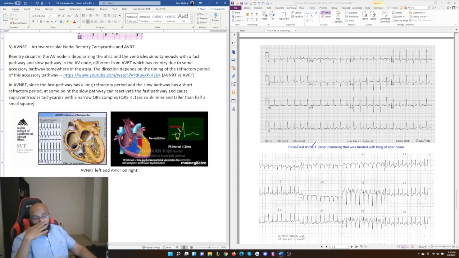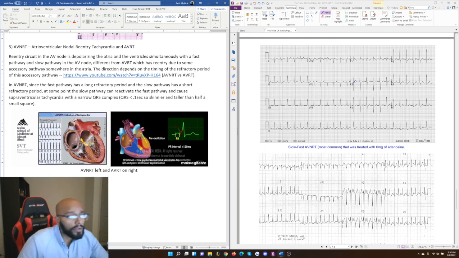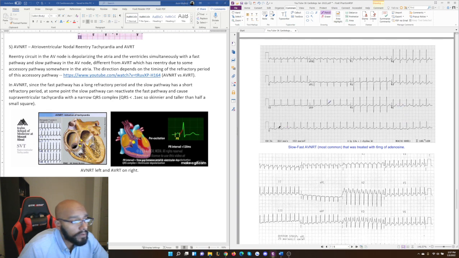Not AVRT, because we have no reason to pick that as a choice. There wasn't anything given saying that there's an ectopic place sending signals, and also because we don't see slurring. We don't see a delta wave. Remember, AVRT often has the Wolff-Parkinson-White type of slurring. We don't see that anywhere. There's no slurring here. It's very nice and sharp, all of these very nice and sharp QRS rises. So that's something to watch out for if you ever have to pick.